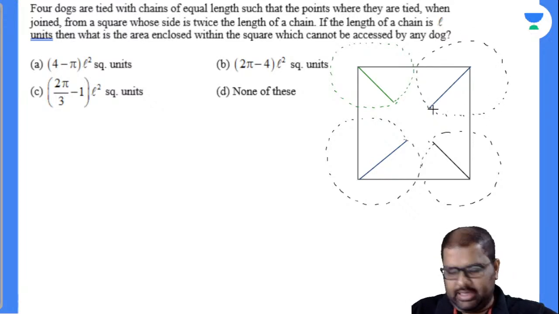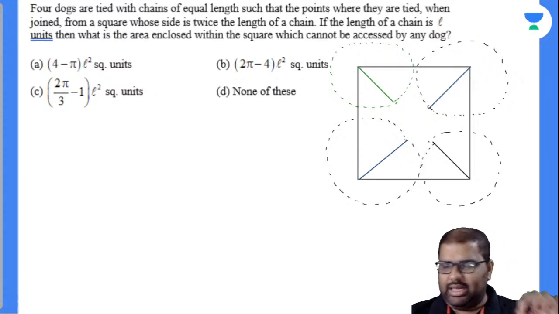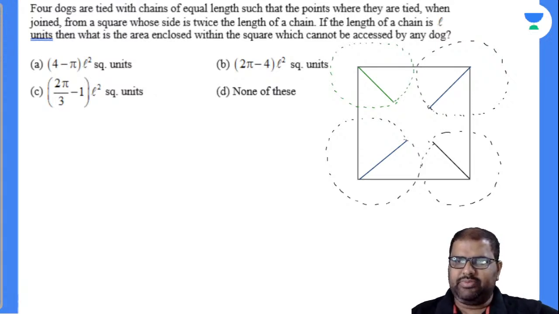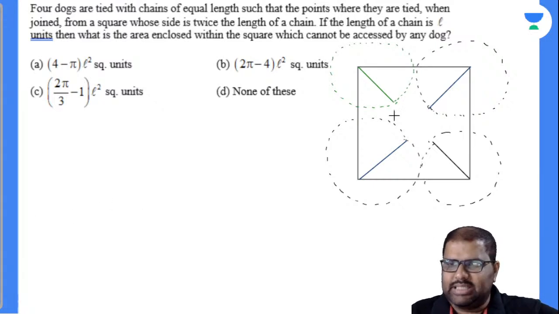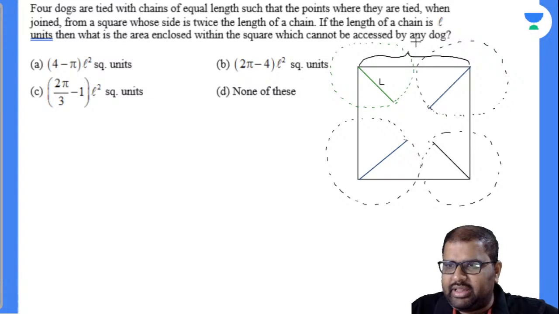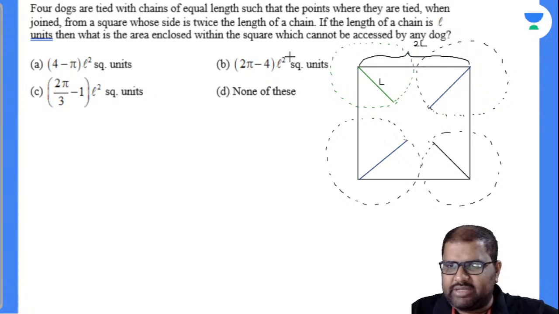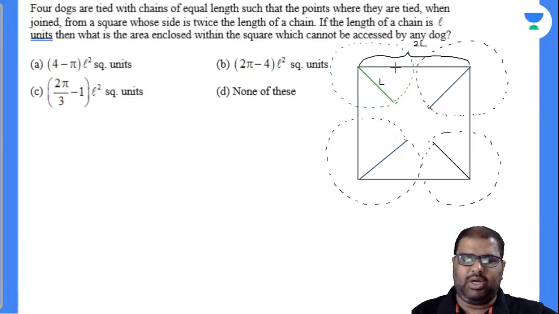So 4 dogs are tied with chains of equal length such that the points where they are tied, when joined, form a square whose side is twice the length of the chain. If I take the length of the chain as L, the side of the square will be 2L. This is the data given there. What is the question now? If the length of a chain is L units, then what is the area enclosed within the square which cannot be accessed by the dogs?